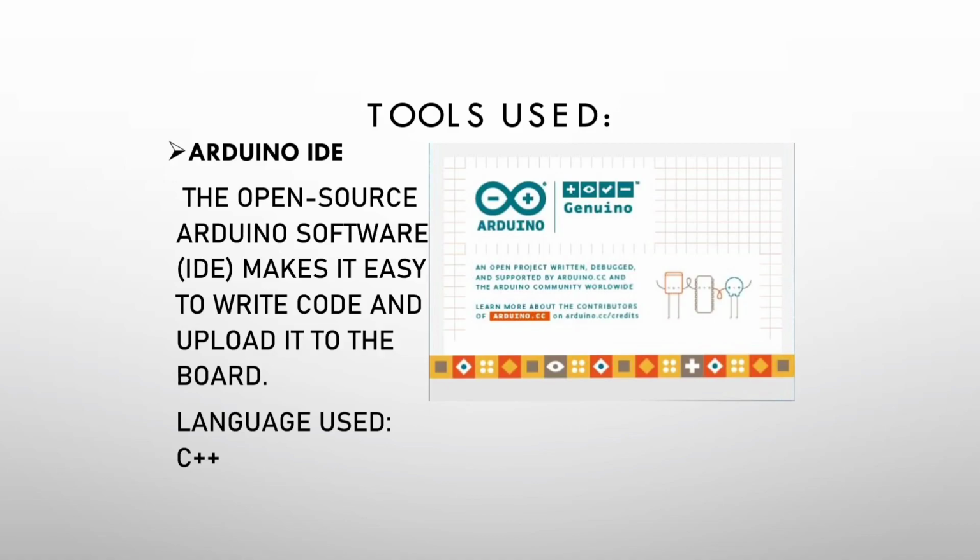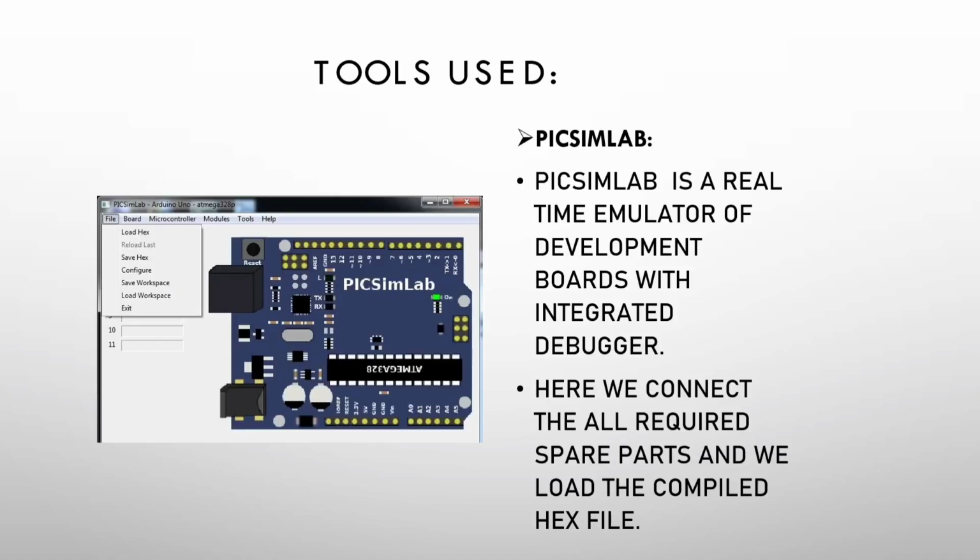Coming to the next one, the basic things such as the tools we have used. The main thing we have used is the Arduino IDE, which is the open source Arduino software, which makes it easy to write code and upload it to the board. The language we used is C++. The next main thing we used is PiximLab. PiximLab is a real-time emulator of development boards with an integrated debugger. Here we connect all the required spare parts and we load the compiled hex file.